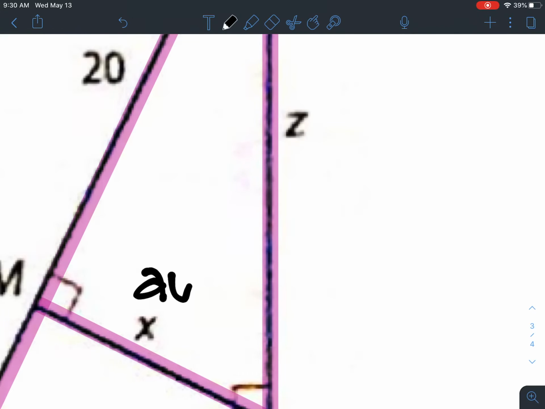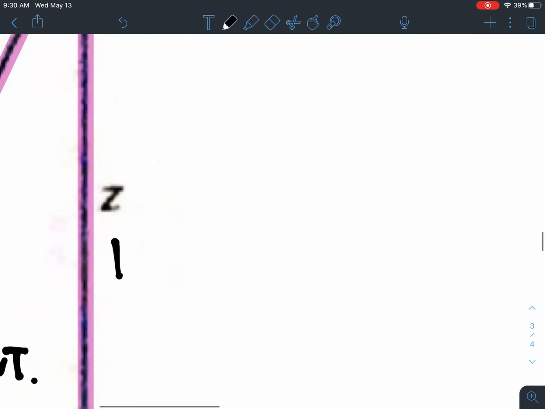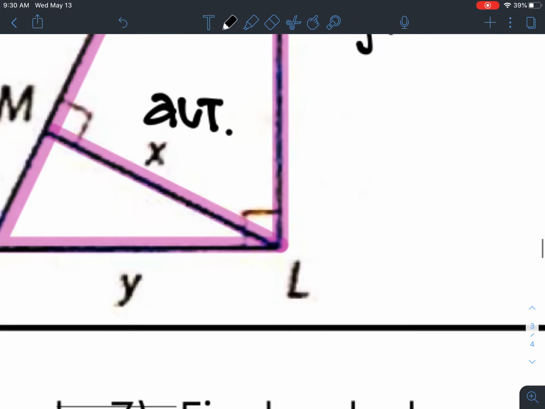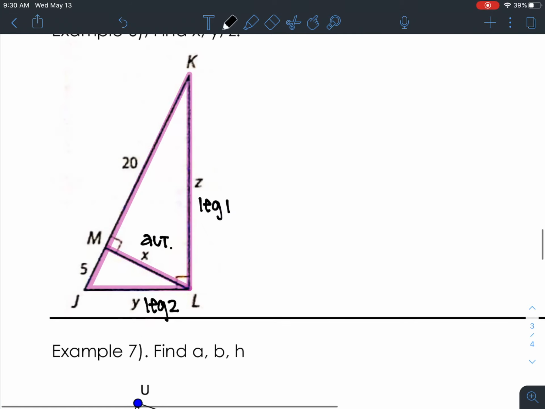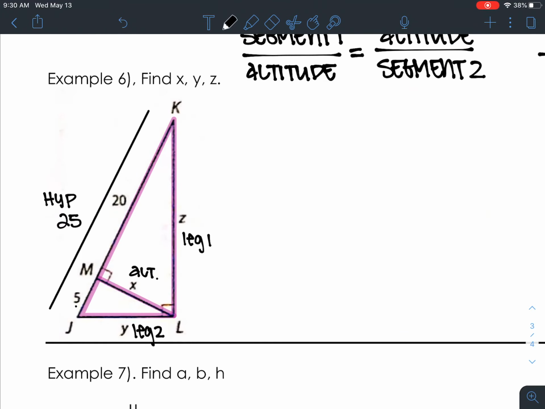So that means we're going to have to find our altitude, okay? The Z, let's go ahead and call this leg 1. It doesn't matter which one, okay? And let's call Y leg 2, okay? Let's take a look at what's going to be our full hypotenuse, all right? It's not shown here exactly, but we could find it because if we add the 20 and the 5 together, our full hypotenuse is 25, okay? So that's our hypotenuse, okay? What are we going to label our 20, all right? Well, 20 is one of the segments, all right?